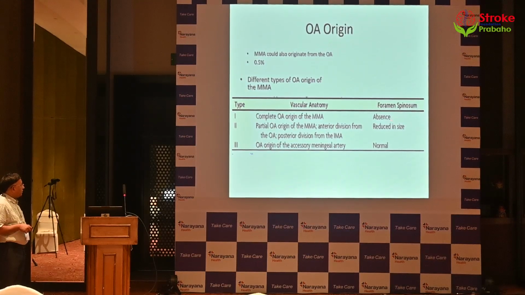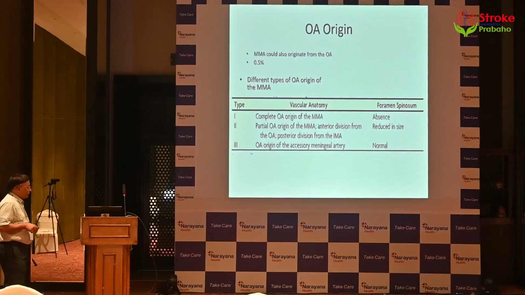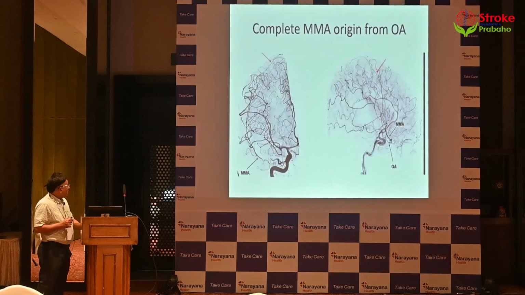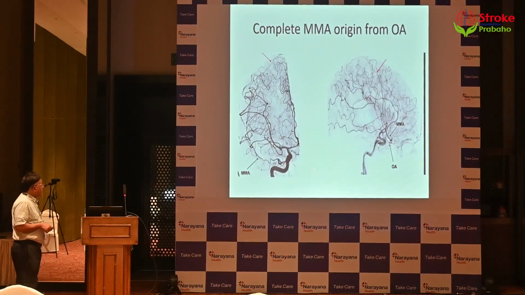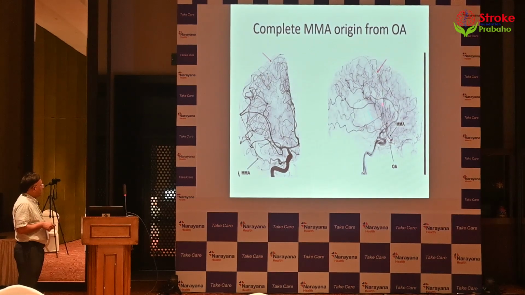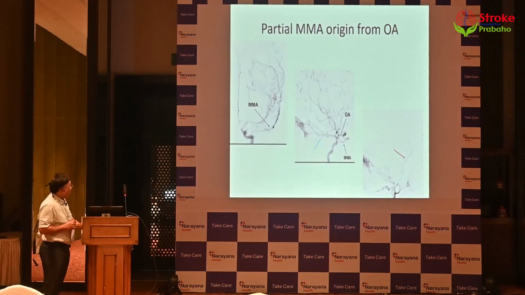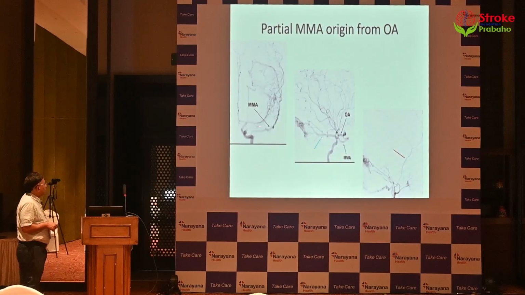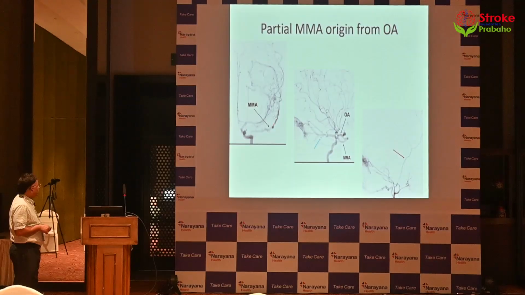Here the foramen spinosum size is reduced, and sometimes there is an ophthalmic artery origin of the accessory meningeal artery, where the foramen spinosum becomes normal. So this is the case where the middle meningeal artery is completely arising from the ophthalmic artery. Here the middle meningeal artery is partially arising from the ophthalmic artery, but it is also arising from the external carotid artery.